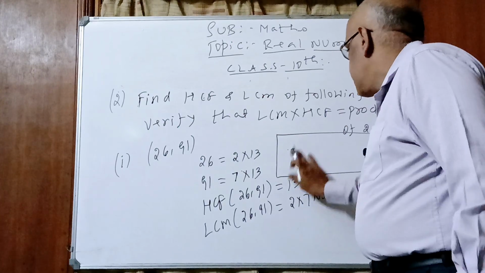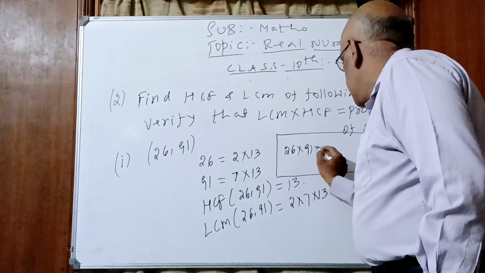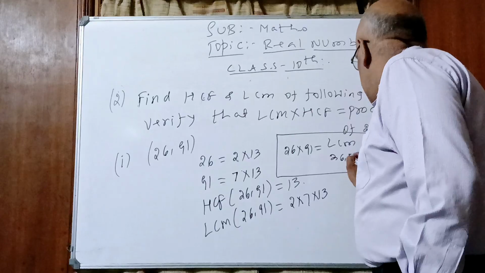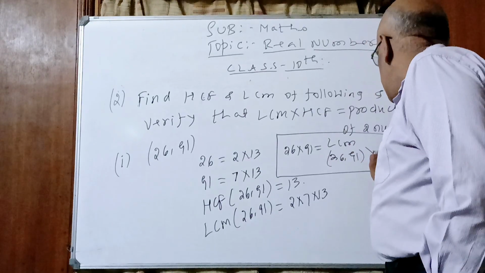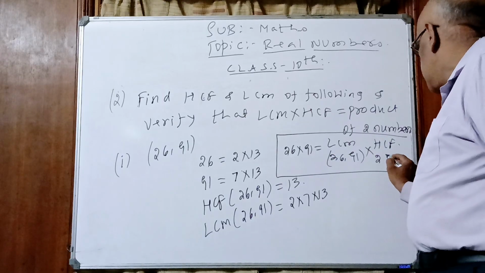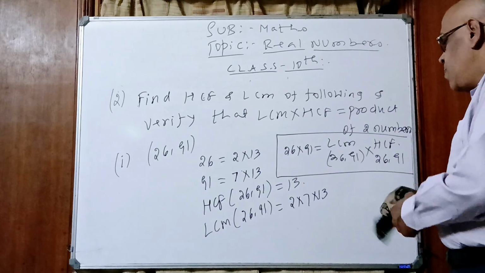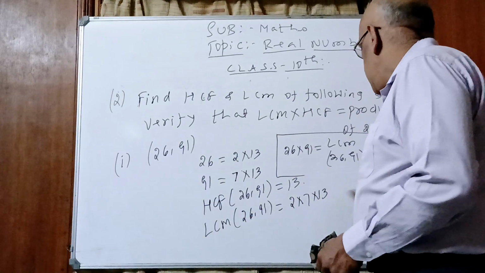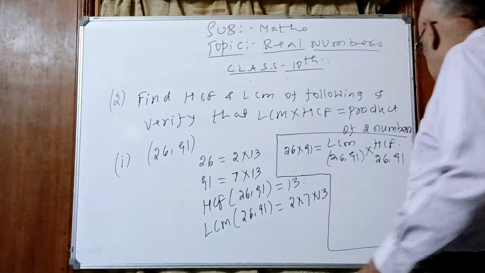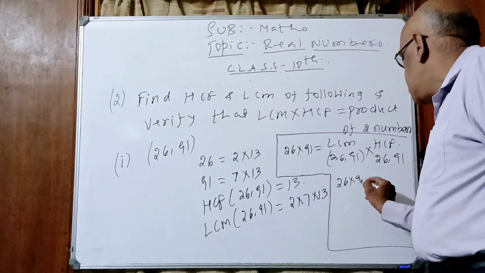I do it here, children. 26 into 91 is equal to LCM of 26 comma 91 into HCF of 26 comma 91. Yes or no, children? Yes. So what do we write now? We'll write 26 into 91 as it is. What you have to prove? LHS is equal to RHS.